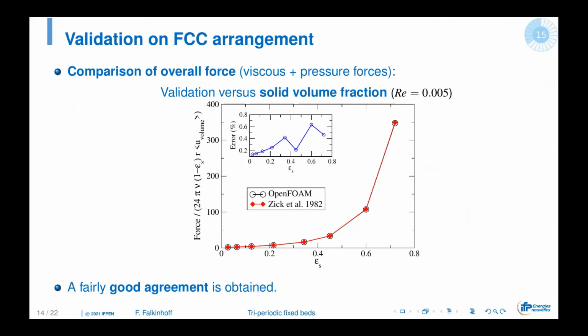Same thing for the FCC arrangement. When we compare the overall force, in that case only epsilon is varied, so I have a constant Reynolds number, and I also have a very good agreement with the literature. Well, it's an old paper, but anyway, these data are still solid.